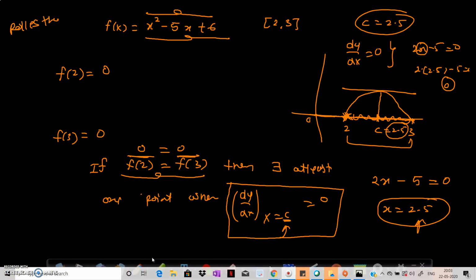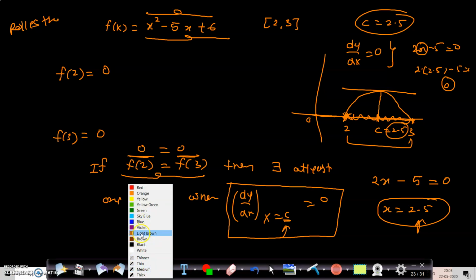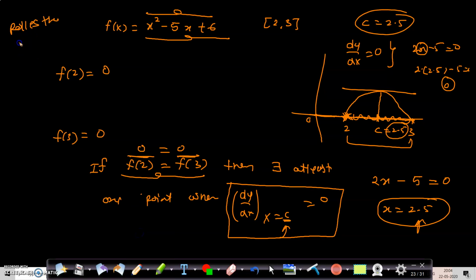Okay, so that means what? That is your Rolle's theorem. Let's try to understand. Sorry, there was an issue with my connection, so I lost my connection. Okay, just give me a second. I lost my internet connection. Okay, so Rolle's theorem is very straightforward.